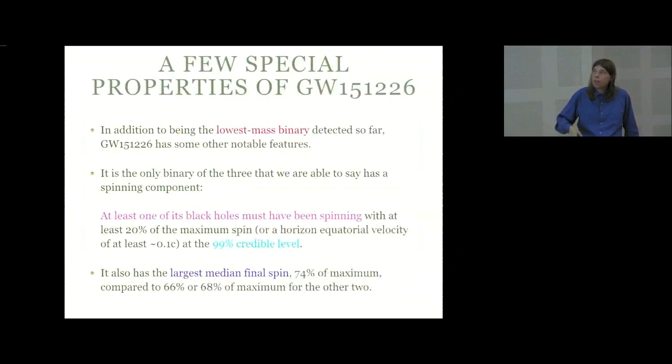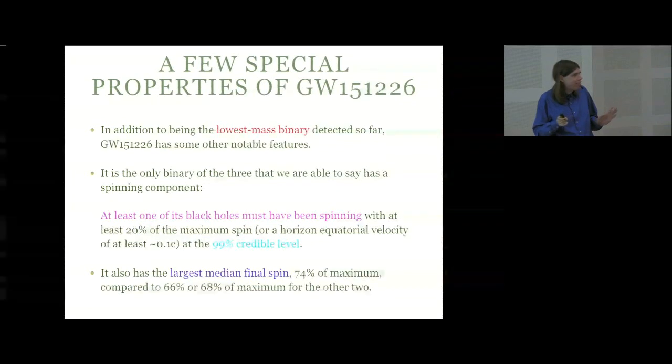So here are a few special properties of the latest event that we announced a few days ago. It's probably the lowest mass binary detected so far. And it's basically the only binary of the three that we can say actually had spin. The other two are consistent with the very simplest case of a non-spinning binary. In fact, the case that is like the first test case you always do with the numerical relativity code, a non-spinning equal mass binary, is actually quite well consistent with the data. It's not the very best fit, but it's very well consistent.